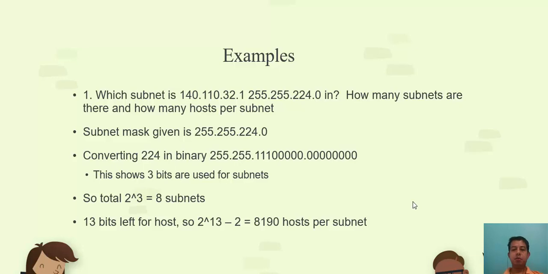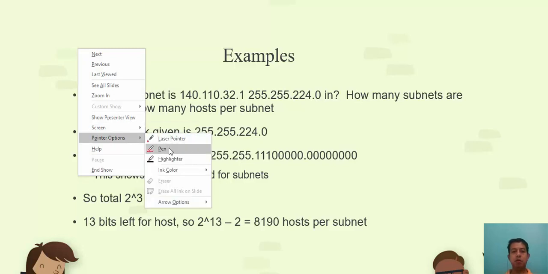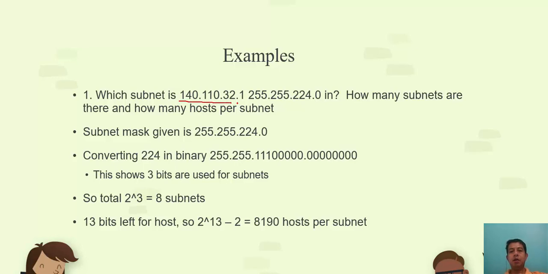Now let us take some examples with different types of questions. This question is: which subnet is 140.110.32 in, where the subnet mask given is 255.255.224.0? How many subnets are there and how many hosts are there in each subnet? Let's try to understand what this question is saying. I am given an IP address and a subnet mask, and I am asked in which subnet this IP address is. That means some subnets have been created, and then I have to tell in which subnet this particular computer lies. Another part of the question is, in this scheme, how many subnets are there and how many hosts are there in each subnet?